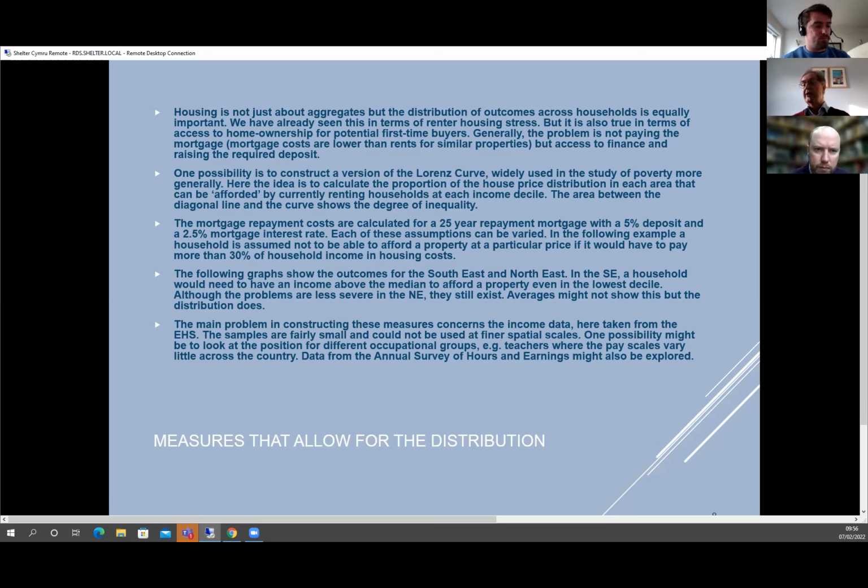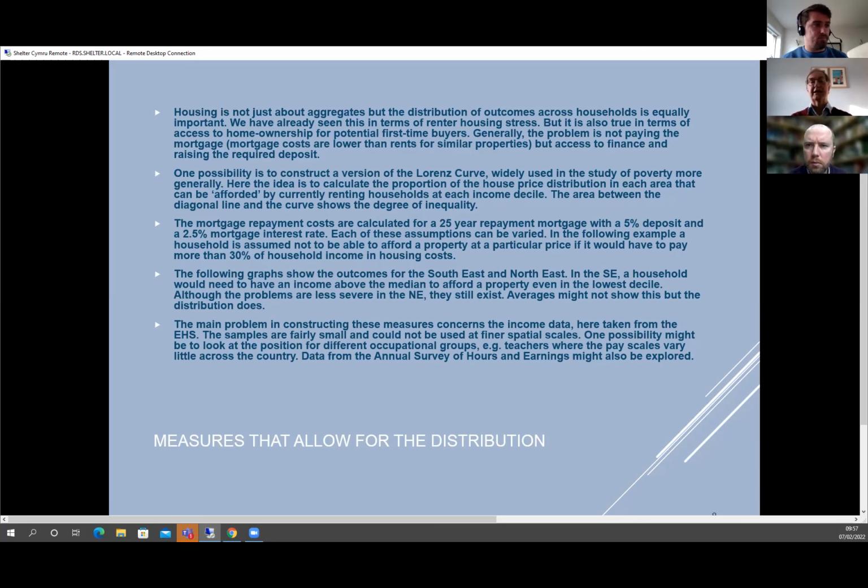Now, whether this can actually be constructed for Wales, to be honest, I'm not sure. The main problem is the calculation of the appropriate income data, which is not straightforward even across England and would need looking at in Wales, I think. But I think there possibly are ways around this. But again, it's a slight caveat.